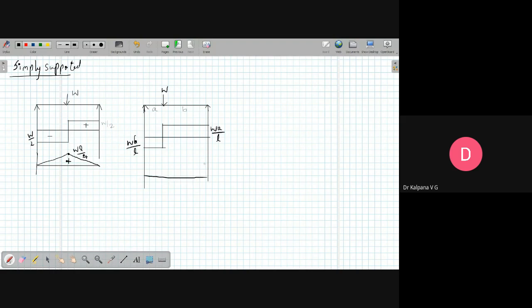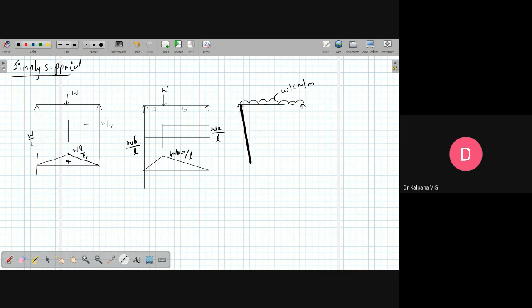And the bending moment is W B by L into A. Hence the maximum bending moment is W A B by L. Either W A by L into B, or moment about point C is W B by L into A. And the third case is simply supported beam subjected to UDL throughout the span. While doing the problem, we'll do with partial UDL.